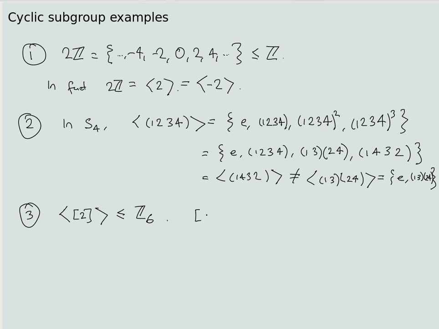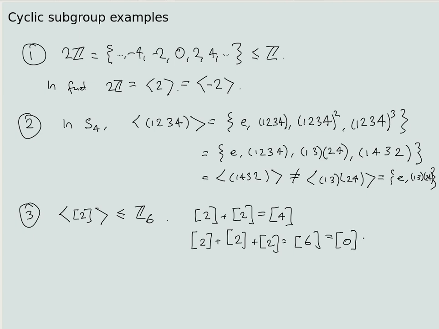So it's not got order 1 because it's not the identity, which is the class of 0. It's not got order 2 because if you look at 2 plus 2, you get the class of 4, which is not the class of 0. But if you look at class of 2 plus class of 2 plus class of 2, you get class of 6, which is the class of 0. It is the identity in this group. So the order of the class of 2 is 3.